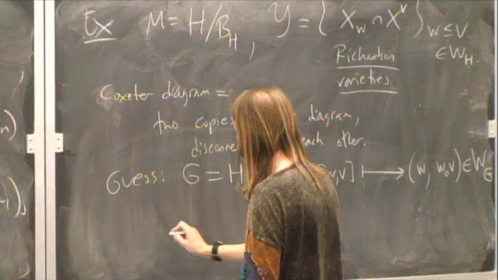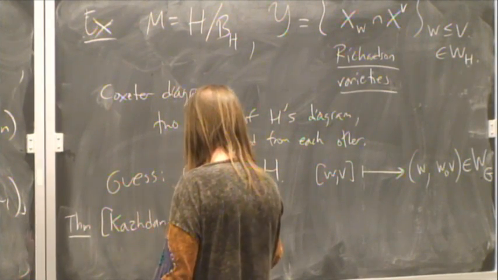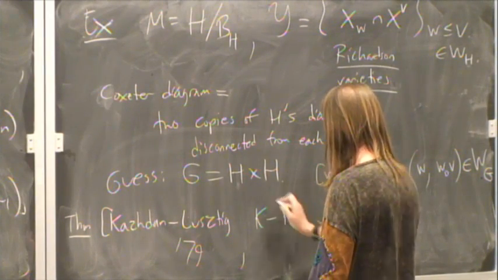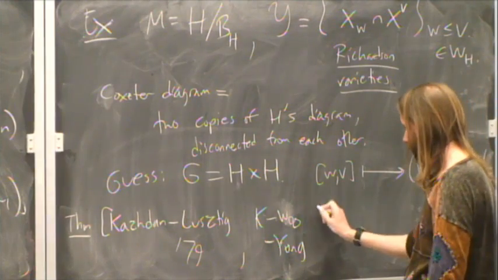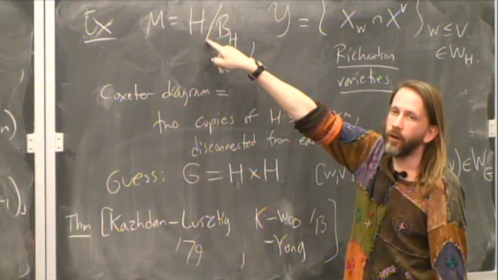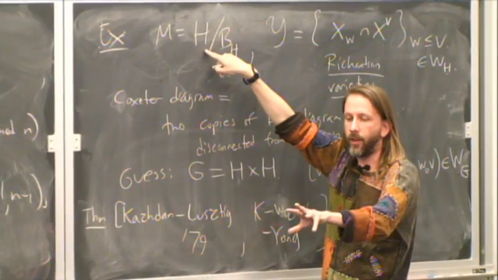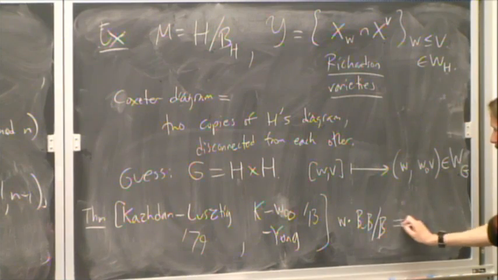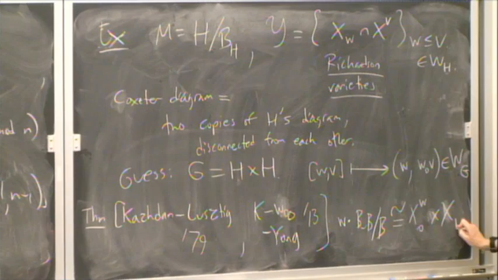What's a little more interesting is this theorem, half of which is due to Kazhdan and Lusztig, '79 I believe, and the stronger version with both of the stratifications is due to me and Alex, Wu and Yang, and that's on the arXiv. If you take a point W on my flag manifold for H, and take the attracting cell for W, so that's just W applied to the big cell, B minus B mod B, that's isomorphic to X^W cross X_W.